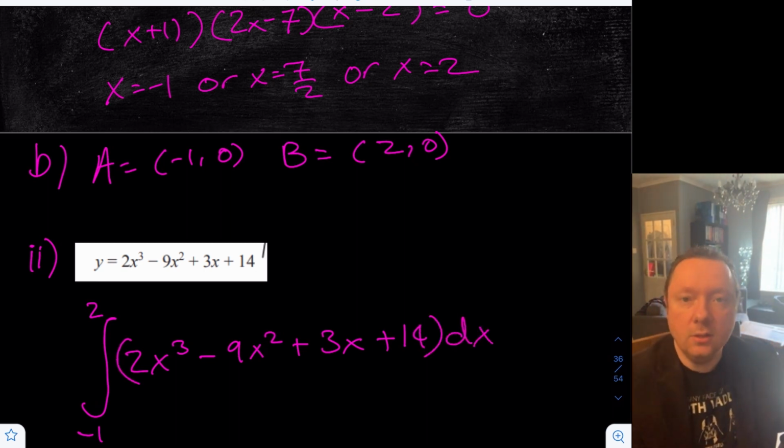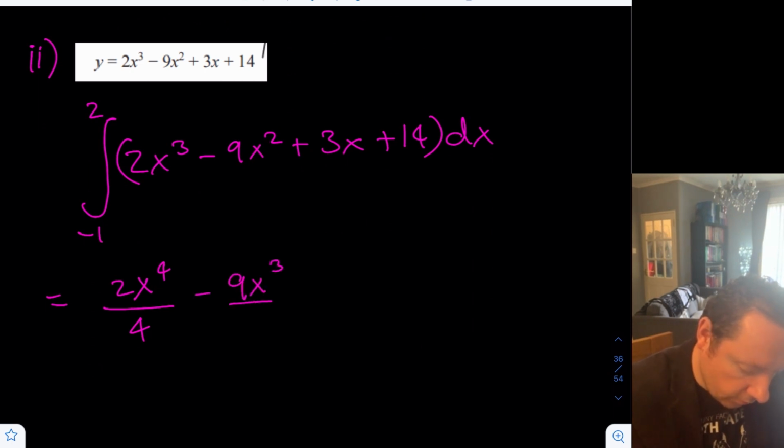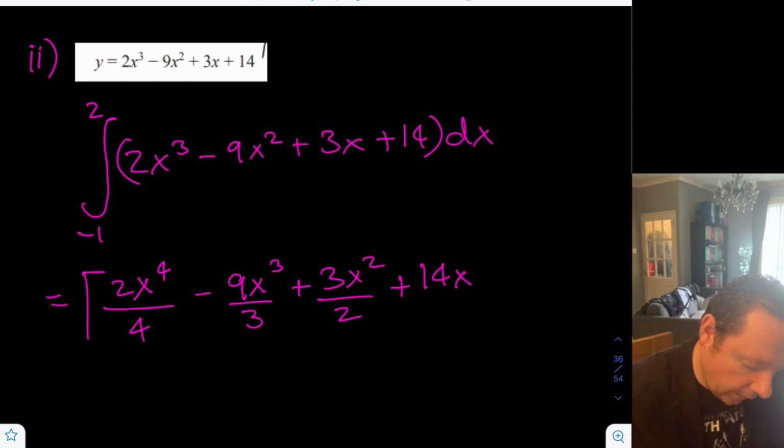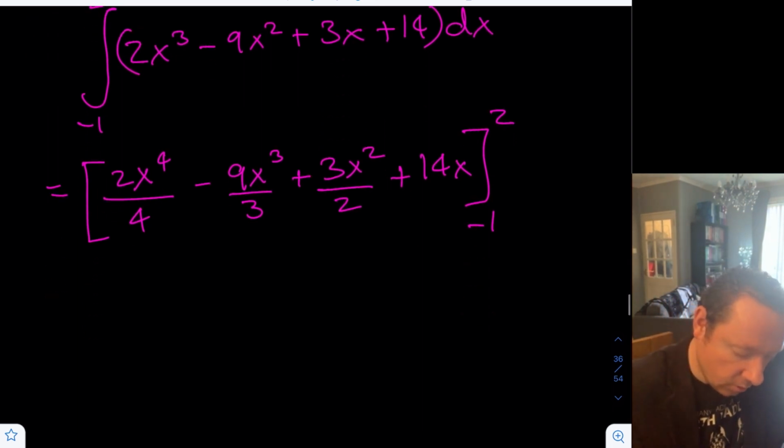So we integrate and solve. So that equals, add 1 to the power, x to the 4 over 4, minus 9x cubed over 3, plus 3x squared over 2, plus 14x, and that is between minus 1 and 2. We then get a mark for subbing in, so let's just sub in our numbers.